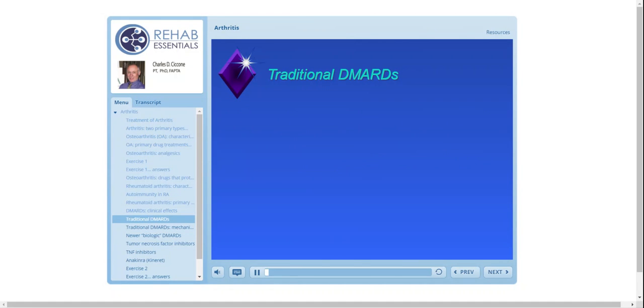So let's introduce first some of the traditional DMARDs. By traditional, we mean these drugs have been around for quite some time, and they were some of our first real breakthrough drugs in trying to control the progression of rheumatoid arthritis. And we'll just list them here, and then we'll talk a little bit about how they work. What we're going to see is we start with a drug like methotrexate, a very common drug. We may see this also used in cancer, and it's actually used for very similar reasons, but at a different dose. In rheumatoid arthritis, we use a smaller dose to help control the proliferation of lymphocytes, but it's used for the same reason at a higher dose to control cancers that have a lymphocytic basis.